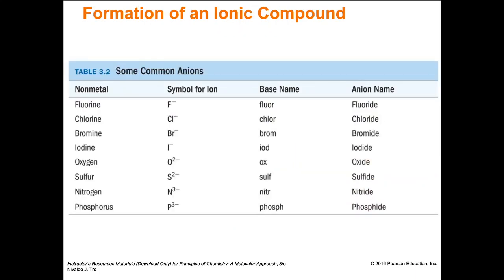Here are some common anions. Here you see your halogens, but then you get into oxygen, so keep the ox from oxygen and make it oxide. Sulfur becomes sulfide, nitrogen becomes nitride, and phosphorus becomes phosphide. These are just the basic ones. Make sure you know these, but really all you're doing here is chopping off the ending and making it -ide. Go over these and make sure that you know them, and you'll get enough practice that these will become second nature to you.